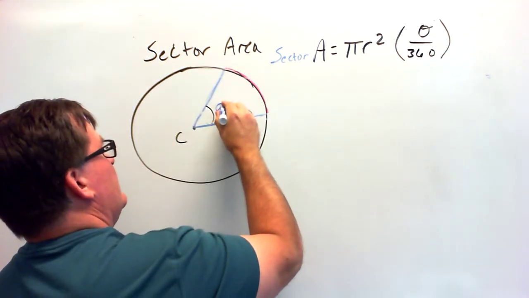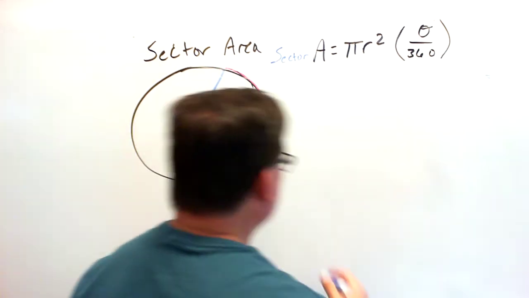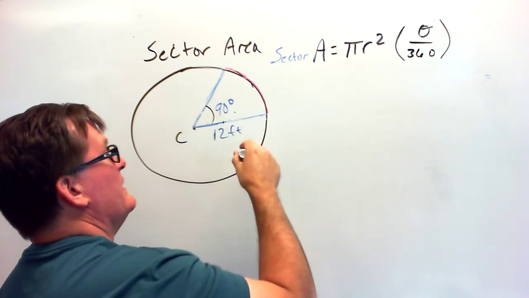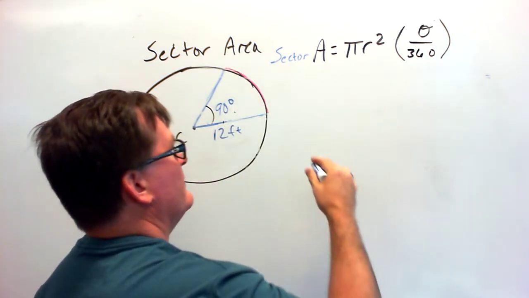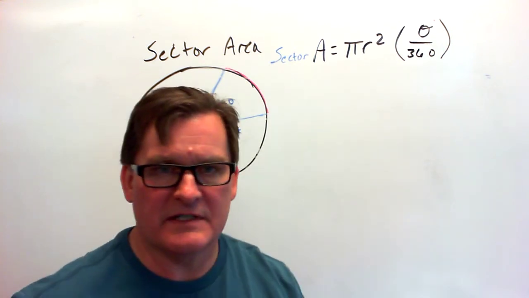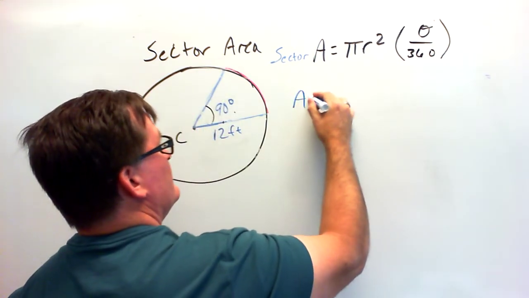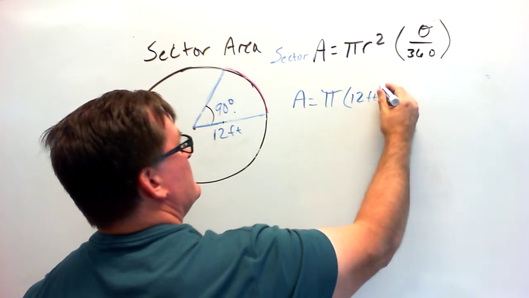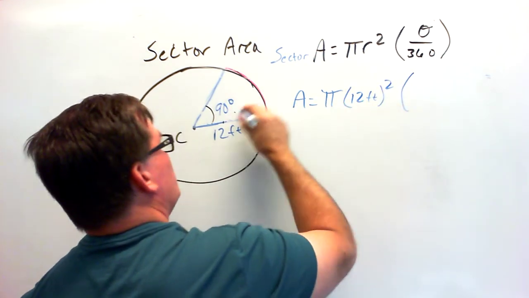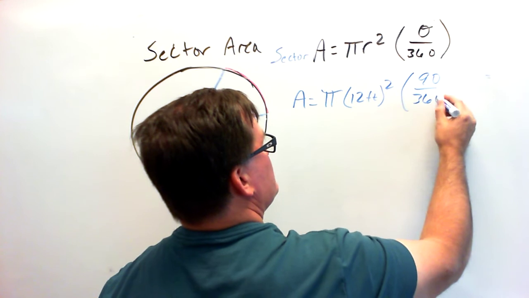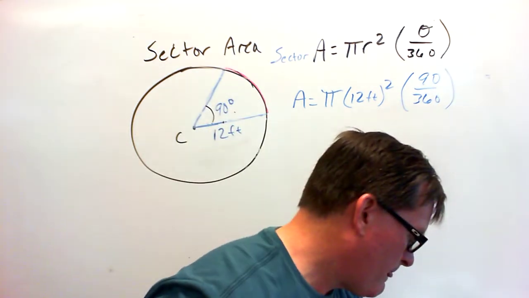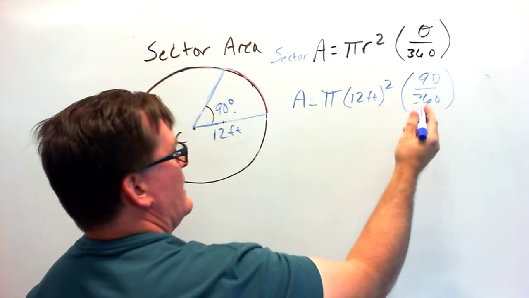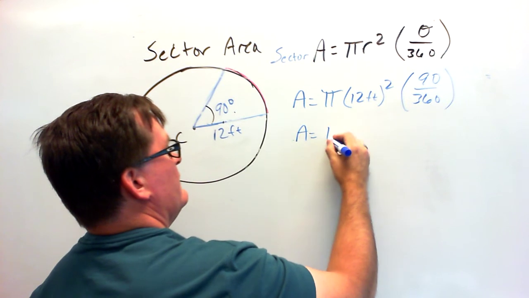Let's do one where the angle is 90 degrees and the radius is 12 feet, so we got a pretty big circle this time. Segment is only 90 out of 360. Radius is 12. We need to know the radius. We're going to leave pi in terms of pi for this example because we want an exact answer. So area equals pi times radius is 12 feet. We're going to square that. And then the fractional part is 90 out of 360. Again, you can turn this into a decimal, you can reduce it, there's a lot of ways to go. But let's go ahead and finish the math here.